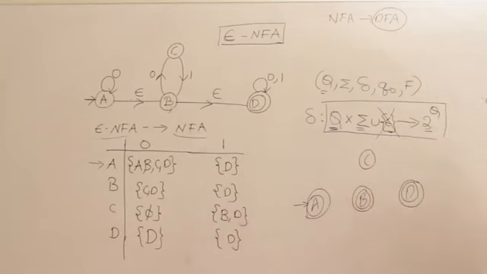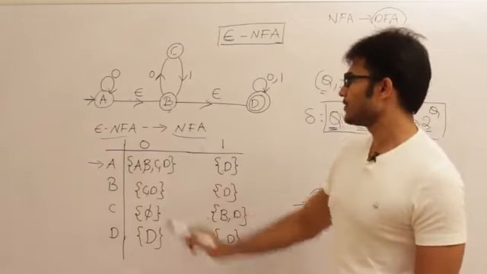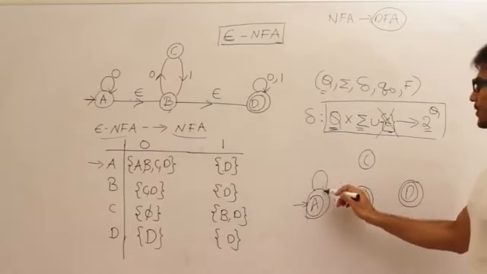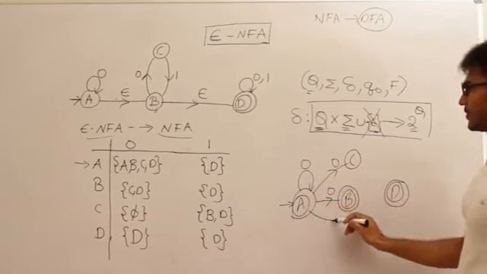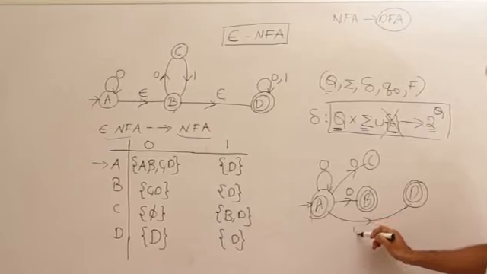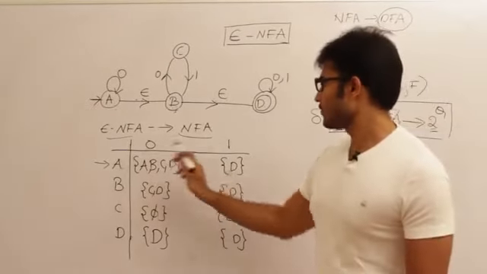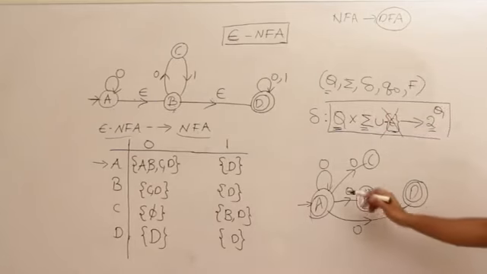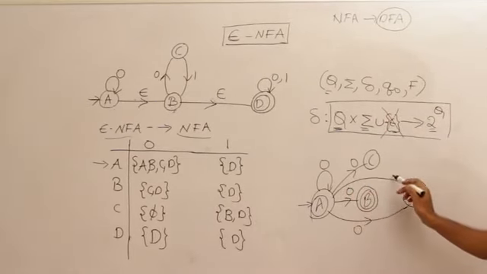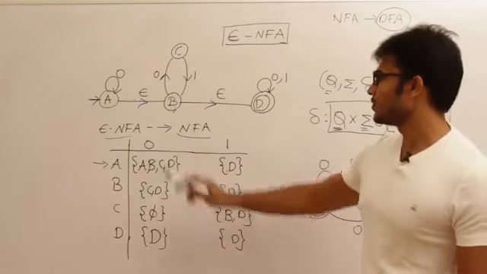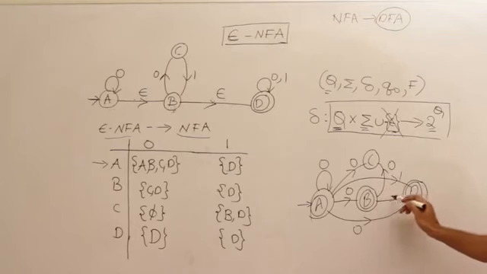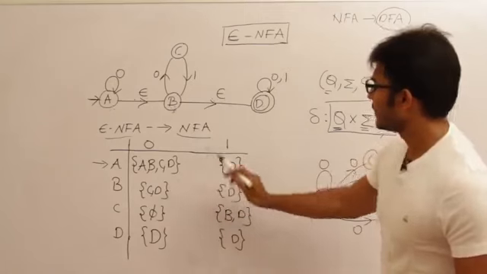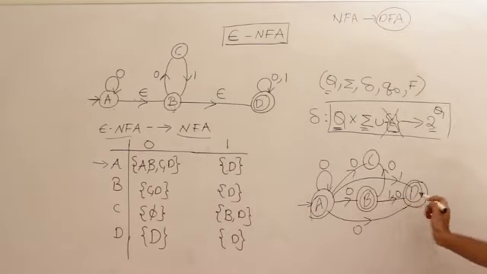And all the remaining transitions you can take from this table. So see this, capital A on 0, what is it doing? On 0 it stays in capital A, as well as going to B, as well as going to C, as well as going to D. NFA, right? Next, A on 1, where is it going? A on 1 is going to D. Fine. Next, B on 0, where is it going? B on 0 is going to C as well as D. B on 1, where is it going? It is going to D.